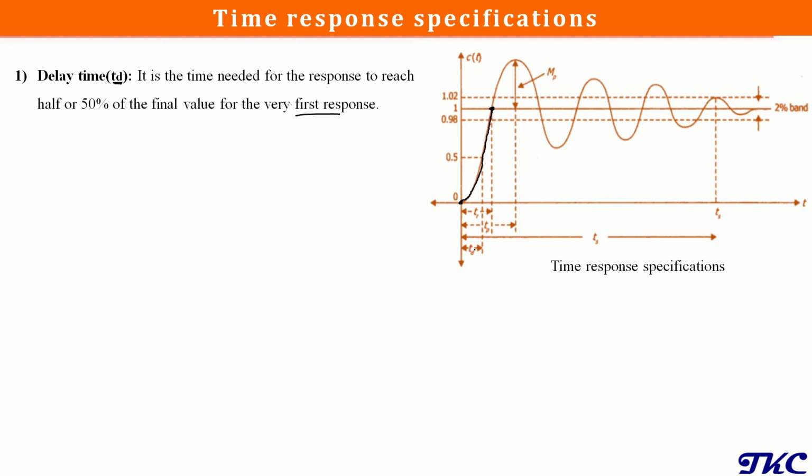So on this graph, we have TD here. This is the time, or TD is the time required for the output to reach half of its final value.